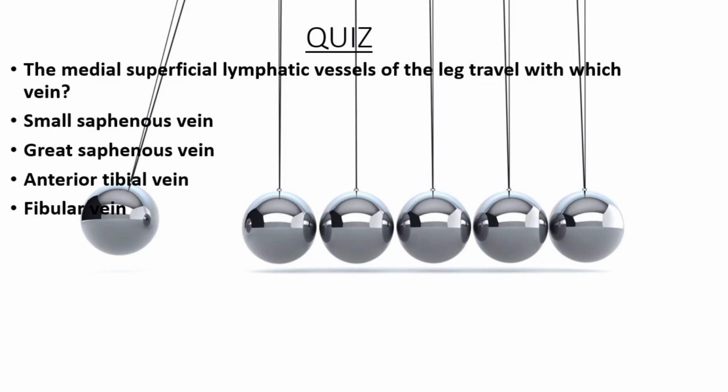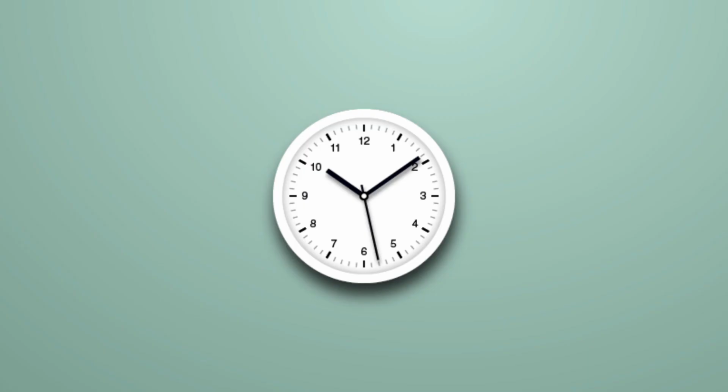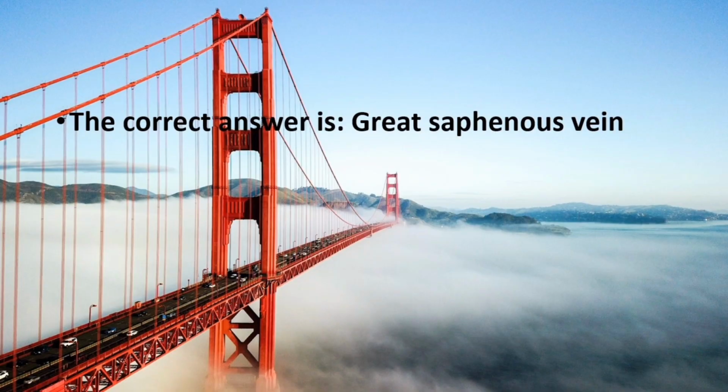Now let's have a quiz. The medial superficial lymphatic vessels of the leg travel with which vein? Small saphenous vein, great saphenous vein, anterior tibial vein, fibula vein. The correct answer is great saphenous vein.